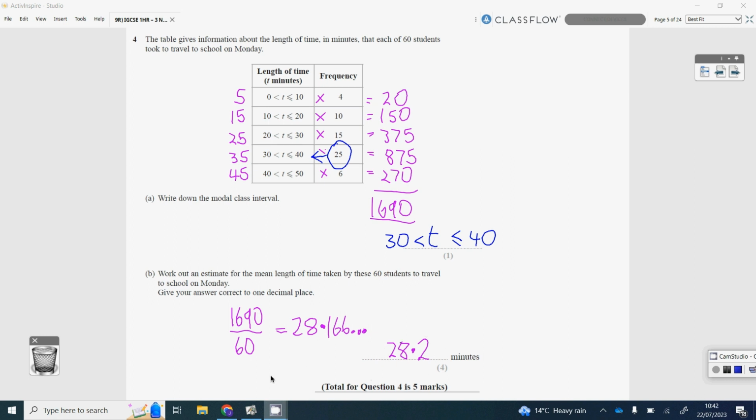Now be careful, it does ask for an estimate, but don't be tempted to go and round this to like 28 minutes or 30 minutes. This estimating is because of this assumption we made right at the beginning. Okay, when we assume these 4 students took between 0 and 10 minutes, we assume they took exactly 5 minutes, which is obviously just an estimate. So do not go and round your final answer.